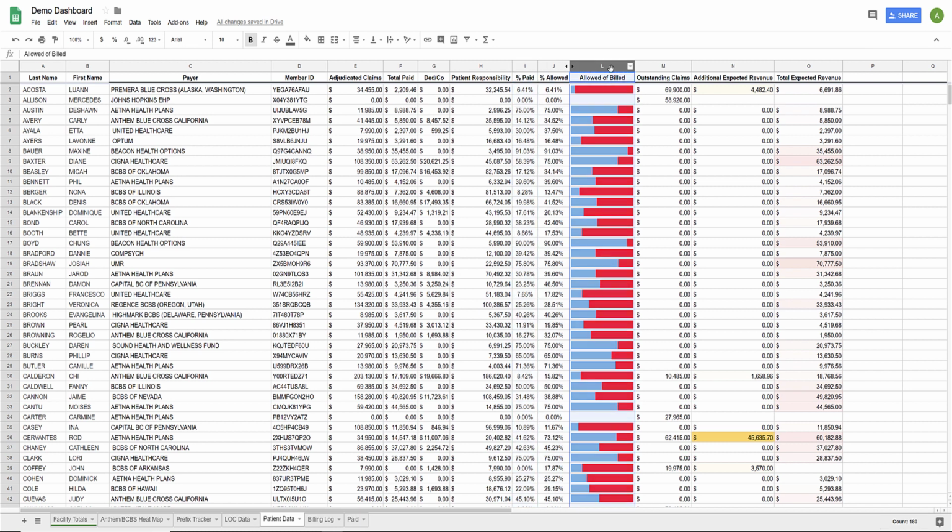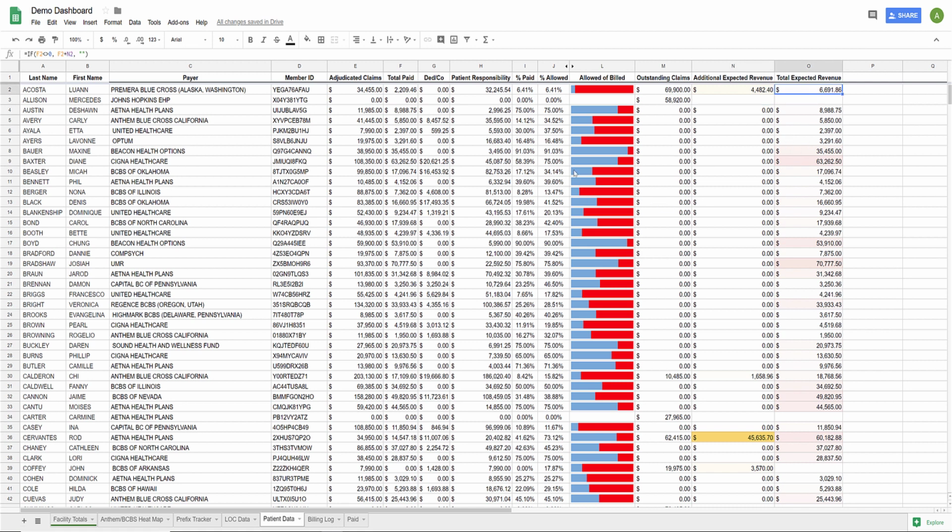It also tells you how many outstanding claims you have for that particular client, and the additional expected revenue you can expect based on the historical allowed amount and the outstanding claims. So you simply take the historical allowed amount, multiply it by outstanding claims, and it gives you additional expected revenue, and then on the far right, your total expected revenue.